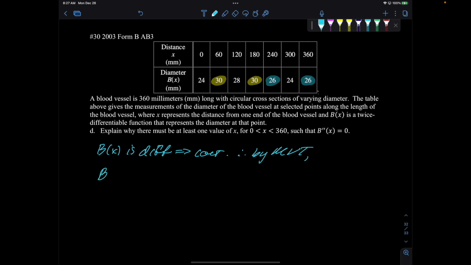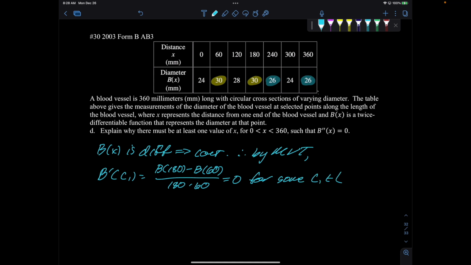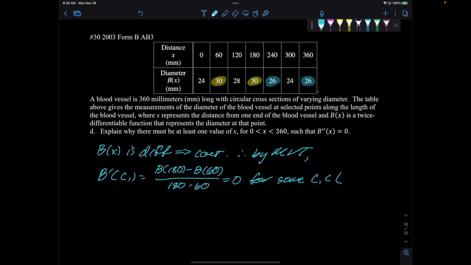I hope so. B prime of C1 is b of 180 minus b of 60 over 180 minus 60, which is 0, for some C1 that's an element of (60, 180).